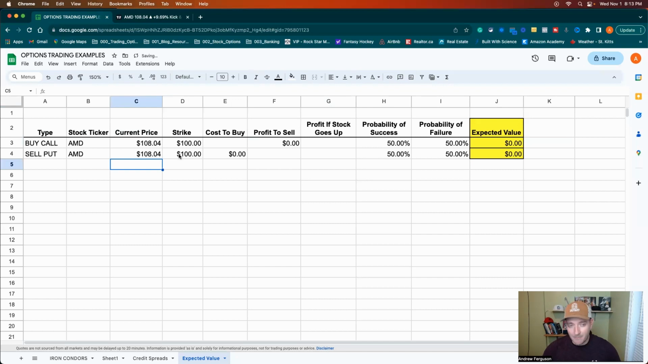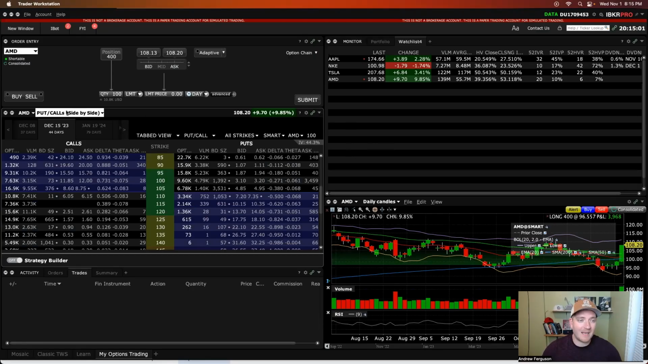Then we have a strike price we want to pick. And I've decided to go for the 100 strike. And let's go to Interactive Brokers now to see the options pricing for the 100 strike at AMD. So I've decided to go for December 15th, 44 days out, because you always want to give call options some time to work in case the stock doesn't move in your favor. You have 44 days for this to work.